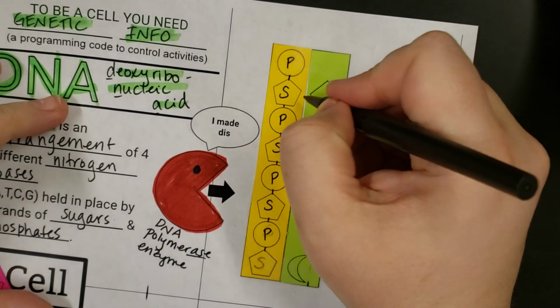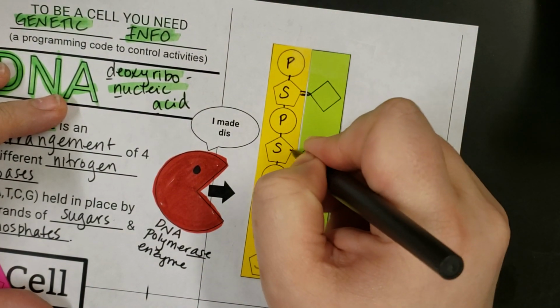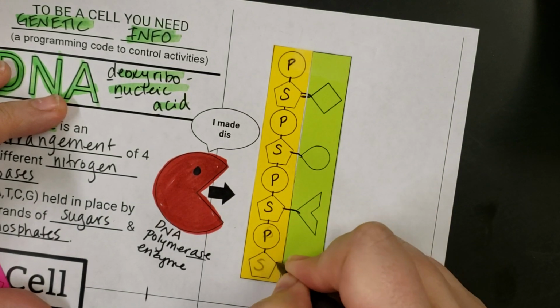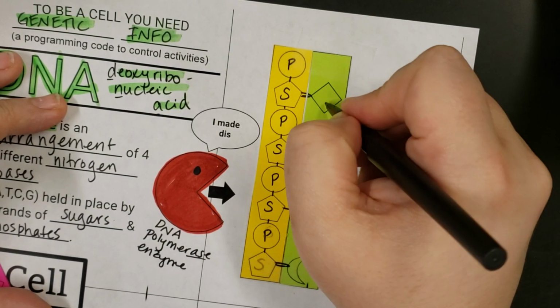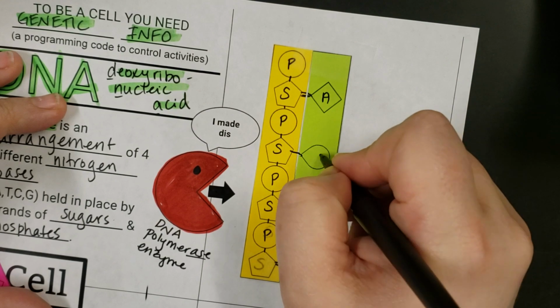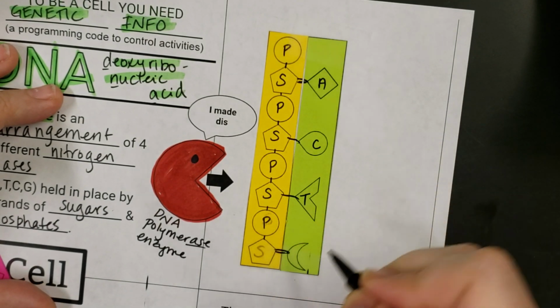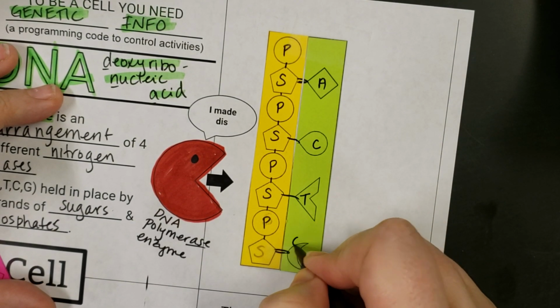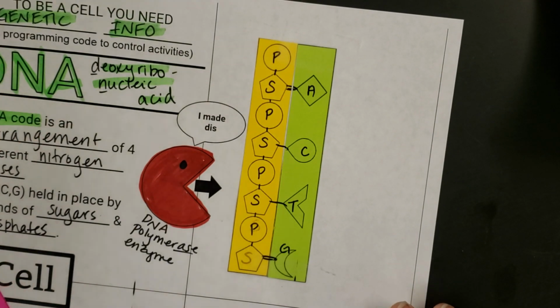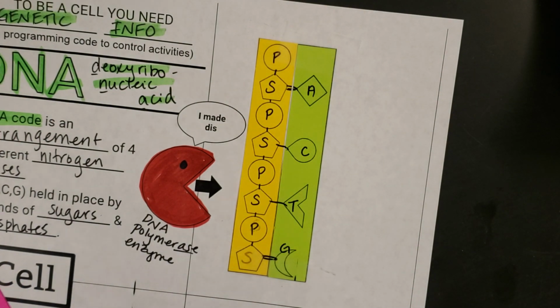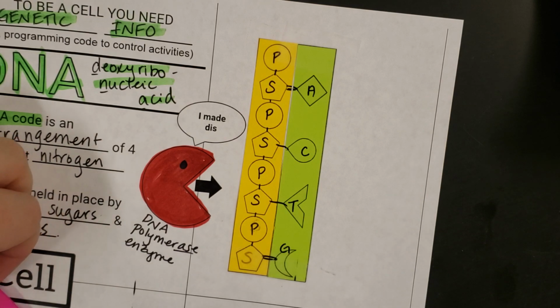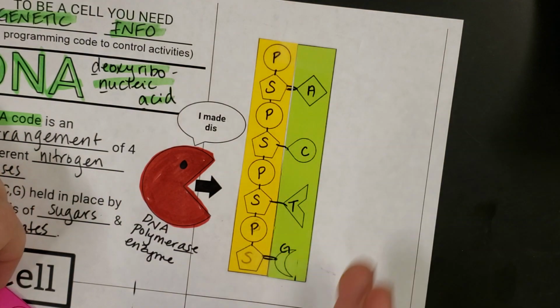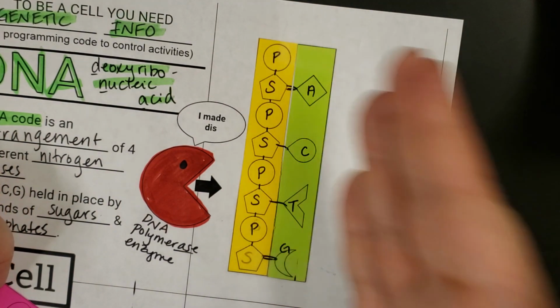Okay, and then we're gonna draw a bond between the sugars and our bases. And then we'll label the bases so we know what they are. So A, C, T, and this is G. Okay? So this is half of a DNA strand. Now, what happens here is the complementary base to this will come and attach to it.